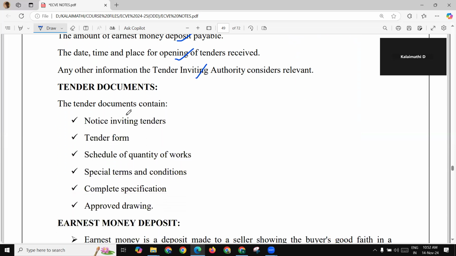The tender documents contain the notice inviting tender. Once the tender has been prepared, the tender documents should be completely submitted for the contract. They should contain the notice inviting tender, tender form, schedule of quantity of works, special terms and conditions, complete specification, and approved drawing.